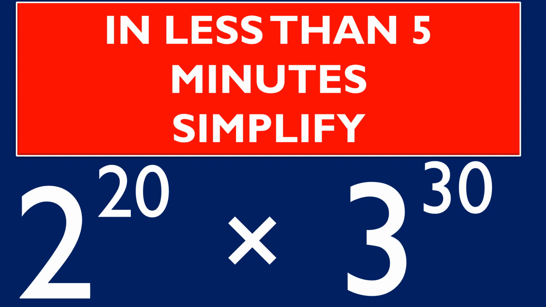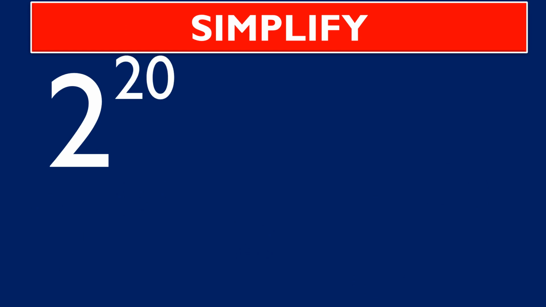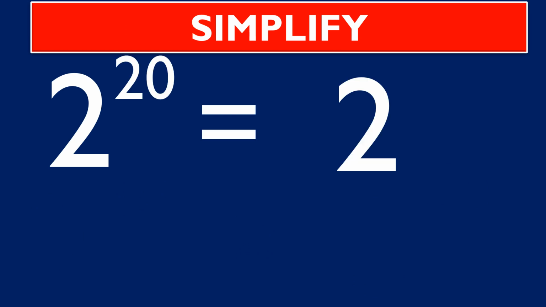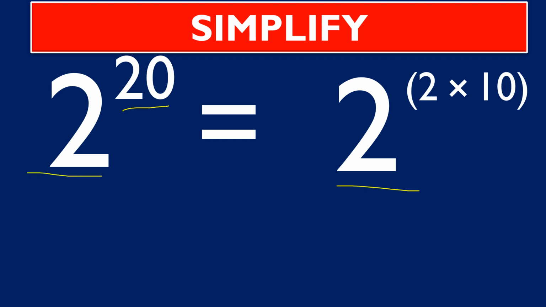In less than 5 minutes, we will be simplifying 2 raised to the power 20 times 3 raised to the power 30. So we will start with 2 raised to the power 20, and the exponent 20 can also be expressed as 2 times 10. We still have the same base, 2 here and 2 here. All we did was to express 20 as 2 times 10.